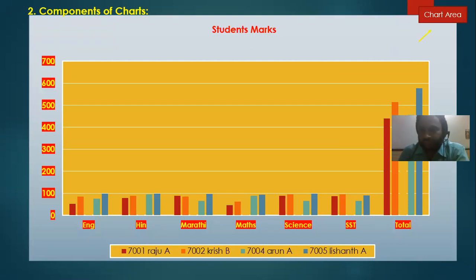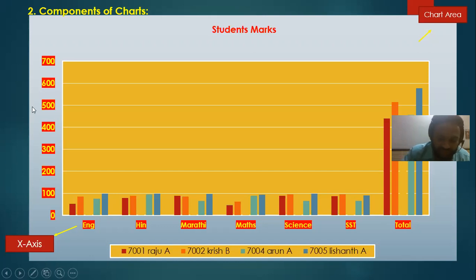Next you can see the chart area. This complete portion is called chart area. Chart area includes all the objects of the chart. The next one is the x-axis. If you observe the horizontal axis, you can see at the bottom English, Hindi, Marathi, Maths, all these. It is the x-axis. X-axis represents horizontally. And the x-axis is also called a category axis.